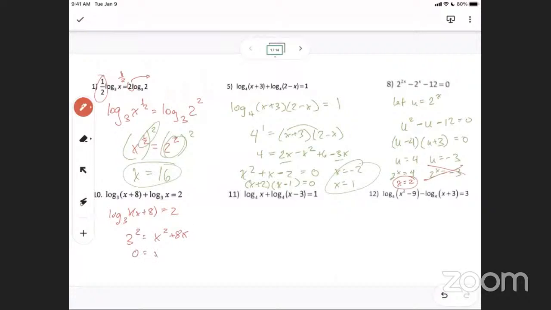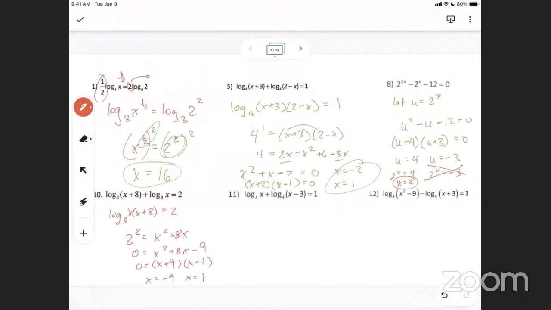So subtract 9 from both sides to get it equal to 0. Whoops, minus 9. Good. Factor. That's going to be x plus 9 and x minus 1. So x equals negative 9 or x equals positive 1.